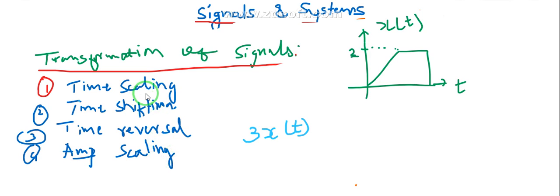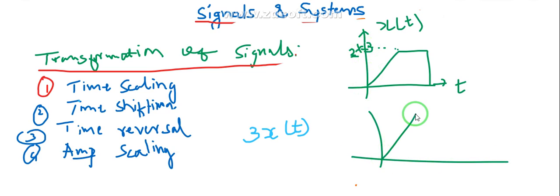Time scaling means increasing or decreasing the width. Amplitude scaling means increasing or decreasing the height. Now if I write 3, you should increase the height. The height is 2 here. If you multiply it by 3, what will it become? 2 threes are 6, no? That is 6. This is about the transformation of the signal.